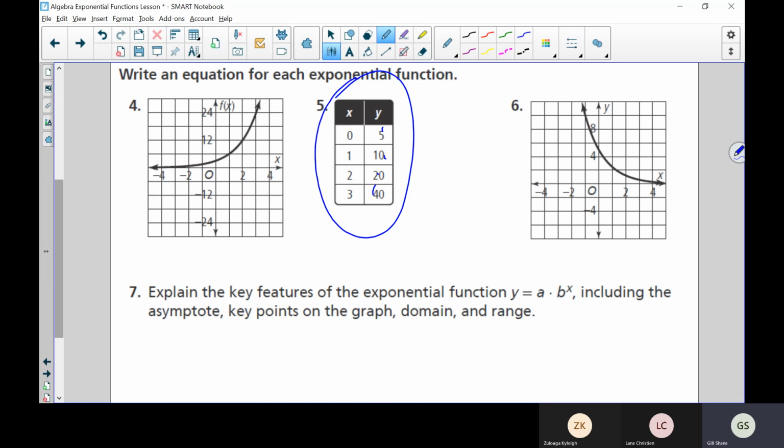Is it linear growth or decay, or exponential growth or decay? It depends where you're going. You can't have growth and decay in the same table. I'm talking about number 5. Exponential growth. Why do you say it's exponential growth? Because it's multiplying by 2.